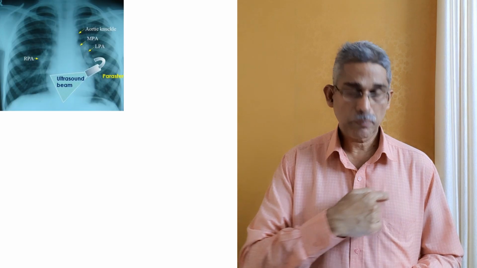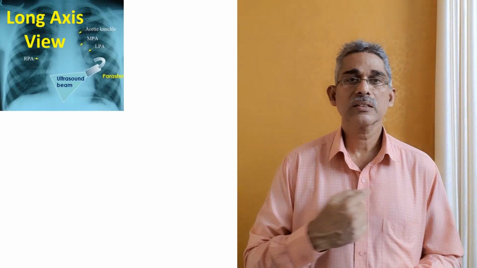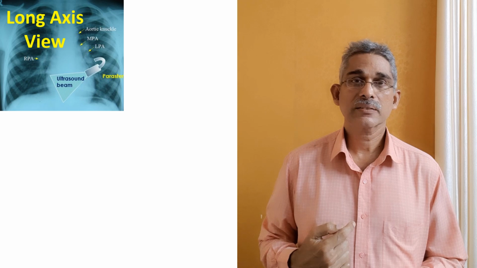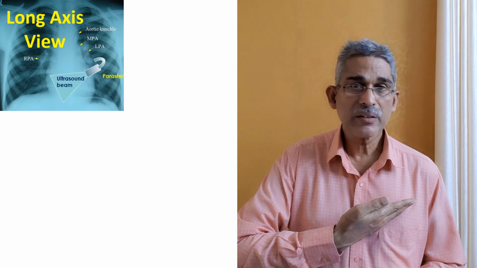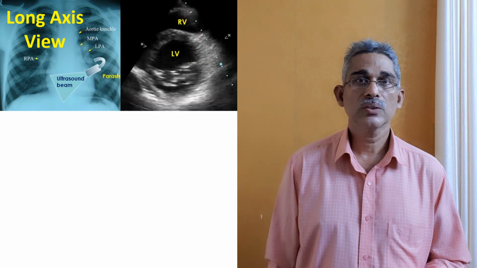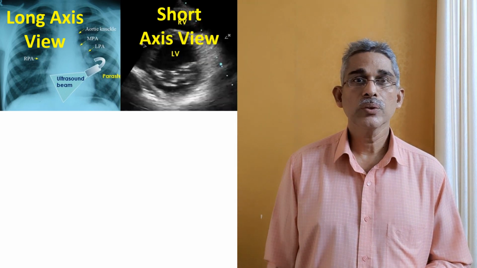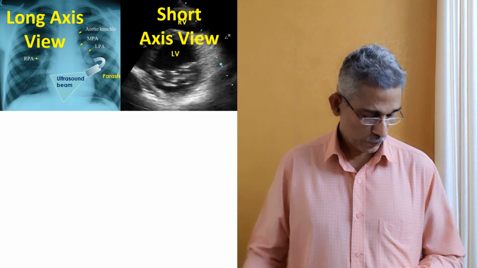You can image the heart along its long axis from the base to apex, or perpendicular to it. Imaging along the long axis will be called parasternal long axis view. If you are imaging perpendicular to it, then it is called parasternal short axis view. These are the first two views usually obtained. After that, you can obtain a view from the apex.